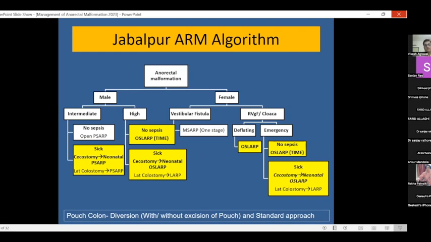Based on this particular experience and these modifications which we have made over a period of time, we have made a new algorithm which is slightly deviated from the normal algorithm we follow for anorectal malformation. Like in male patients, if it is the intermediate variety, you are able to identify it on cross-table chronogram. And if there is no sepsis, we still go for limited PSARP in such cases. But if the baby is sick, we go for a blowhole cecostomy and a neonatal PSARP after 6-7 days.